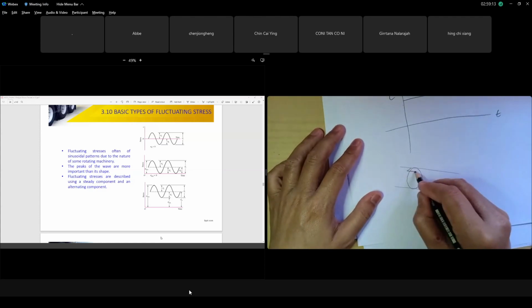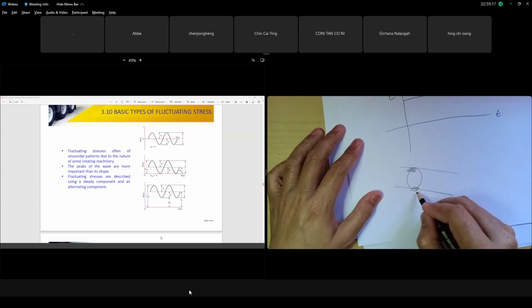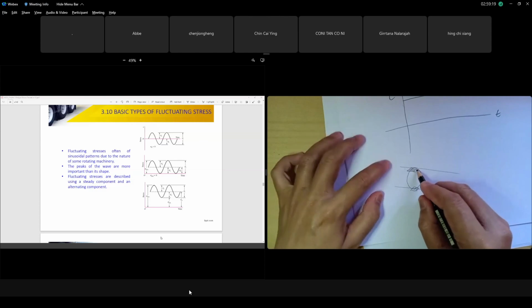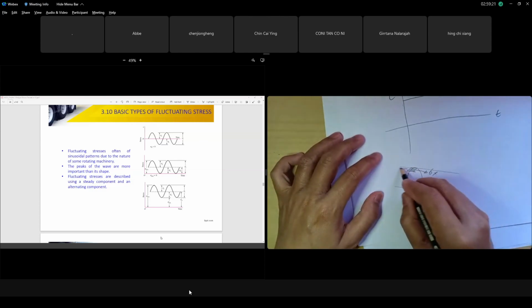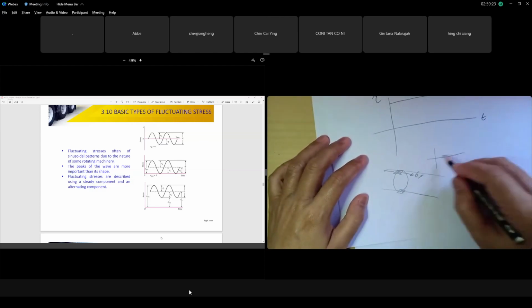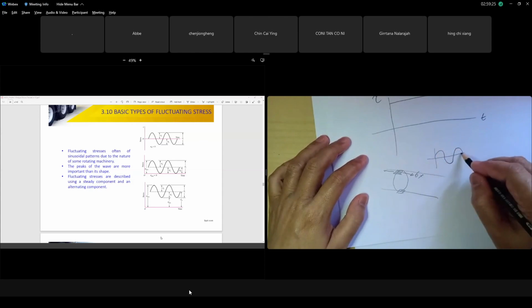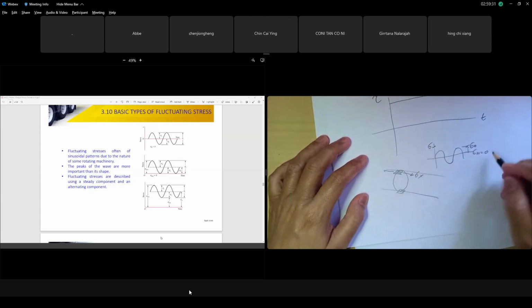Remember, if your element is at the top, it becomes tension. It goes to the bottom, it becomes compression. And this is bending because of your sigma x. So your bending stress goes completely reversed. You only have sigma bending amplitude, but your sigma mean is zero. I'm talking about sigma bending over time.